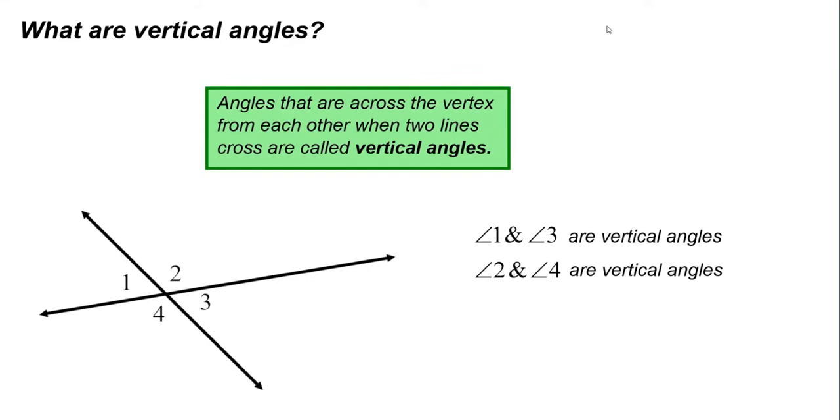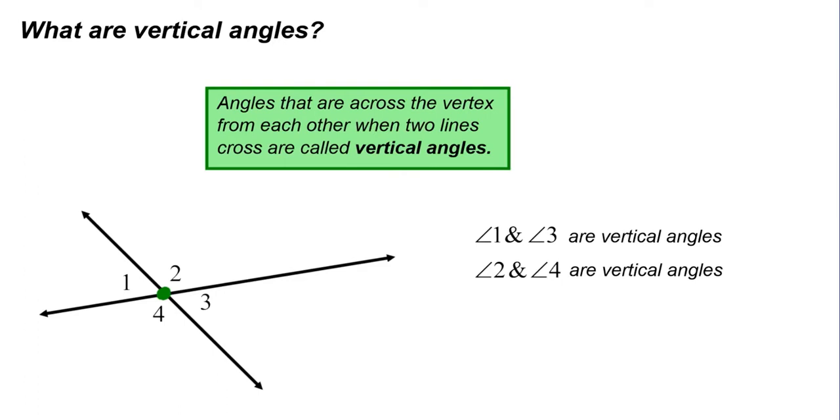So you have to have two lines crossing to have vertical angles. They're like the angles that are mirror images of each other. They're kind of reflected across the vertex. So if you take a look at this diagram here, we have two lines that cross, and what that does is it creates four angles. We'll call them creatively angle 1, angle 2, angle 3, and angle 4. So here is our vertex right here. And that's the key to vertical angles.